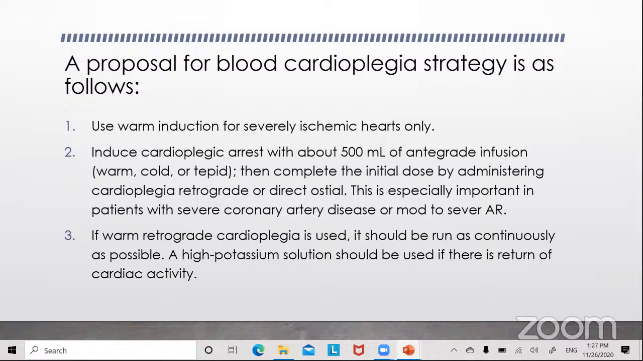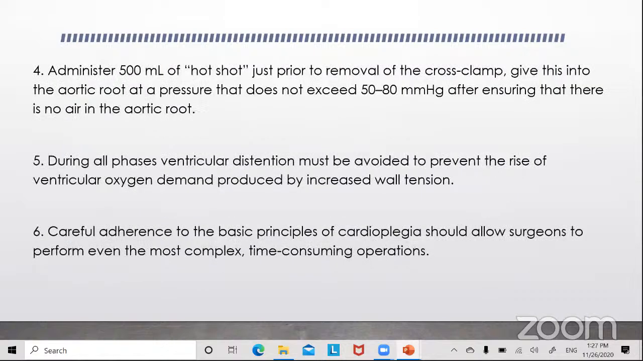A high potassium solution should be used if there is a return of cardiac activity. Administer 500 ml of hot shot just prior to removal of the cross clamp. Give this into the aortic root at a pressure that does not exceed 50 to 80, after ensuring that there is no air in the aortic root.